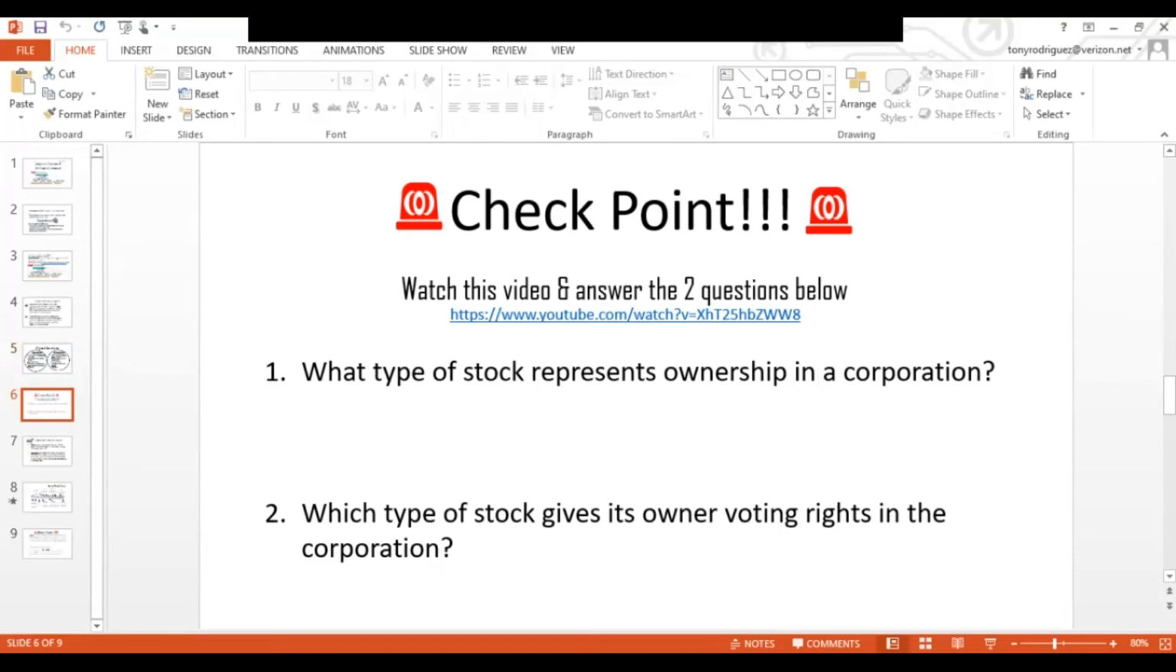So what type of stock represents ownership in a corporation? And then what type of stock gives its owners voting rights in the corporation? Write the answers to those down in your notes. And I want to see this whenever you take a picture of your notes and send them to me. I'm going to look at these two questions and make sure you got them correct. Okay, so you can hit pause, answer them, and then we'll get back together here on the last 3 slides.